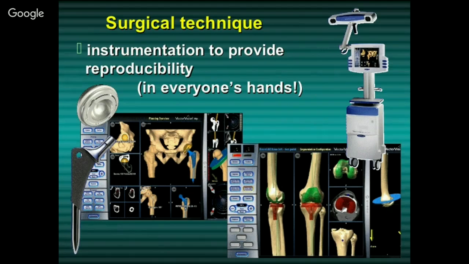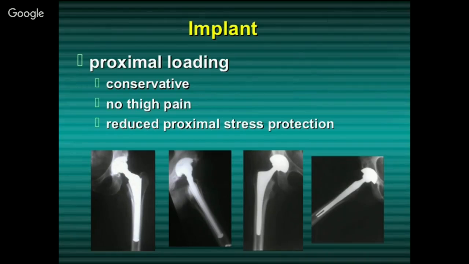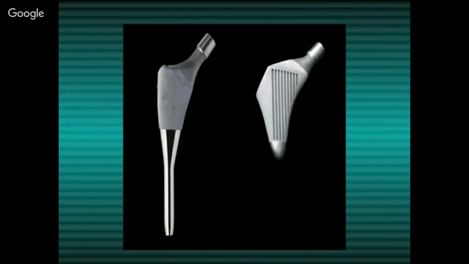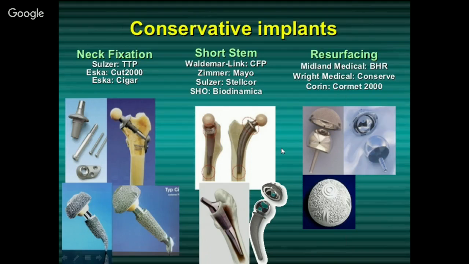There is another surgical technique: we are using computer navigation surgery. For implants, we have a proximal loading implant. Proximal loading is conservative, with no thigh pain and reduced proximal stress protection. These are the hip implants: this is the original hip implant, and this is the metaphyseal bearing hip implant. These are all pictures of the conservative implants we have.